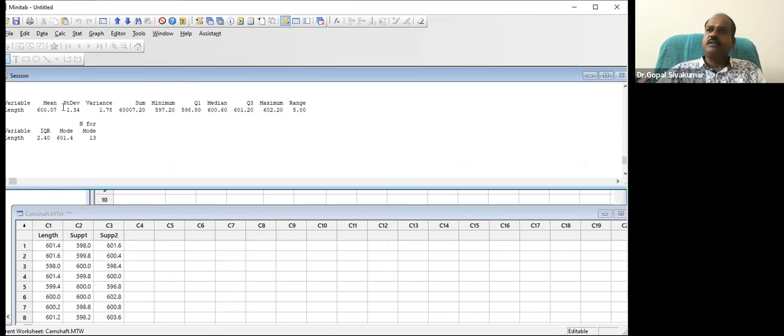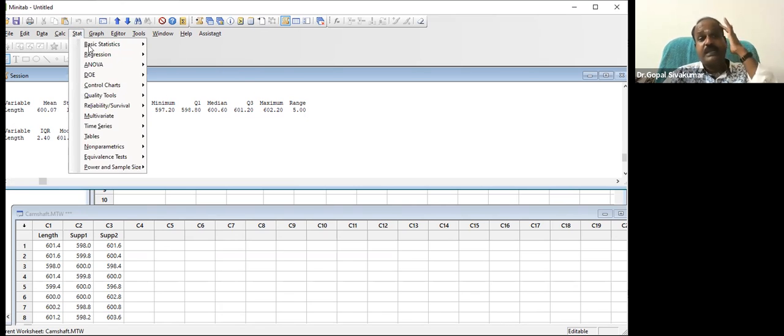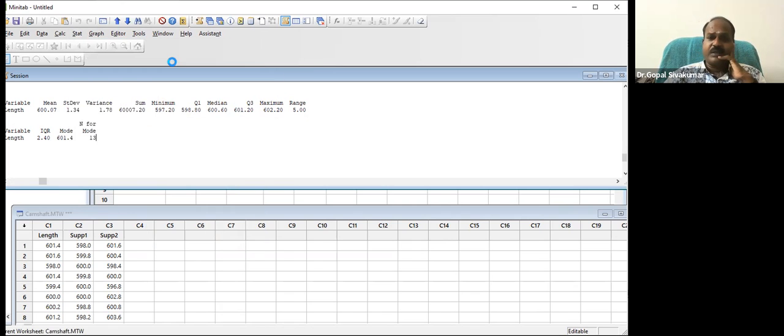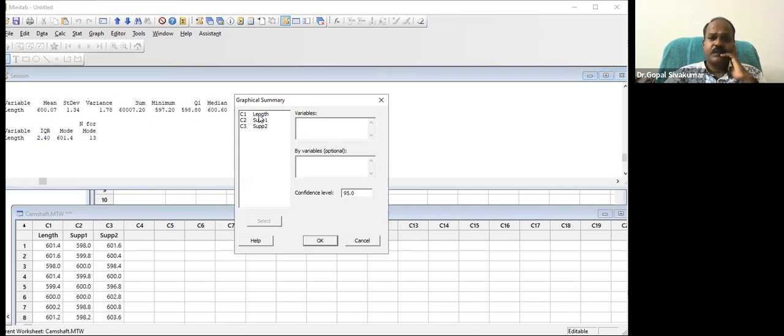The data 601.4 occurred 13 times in your data. Yes, sir, I can also see it graphically. Stat, basic stat, graphical summary. Select length, click, and give OK.